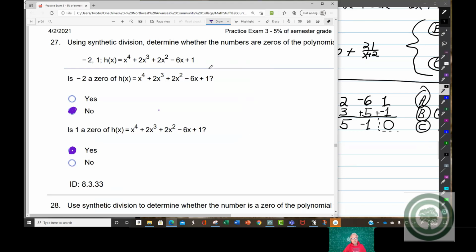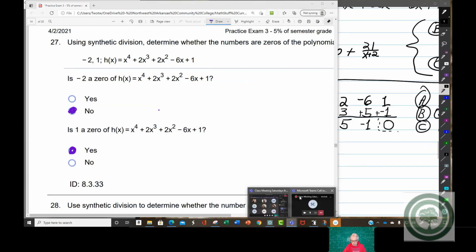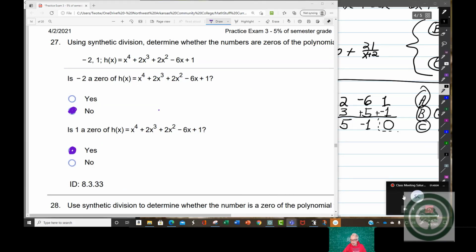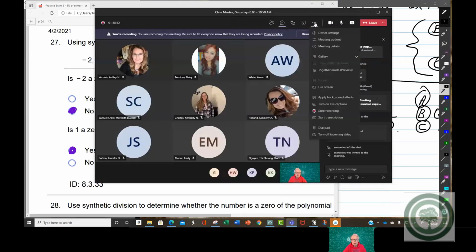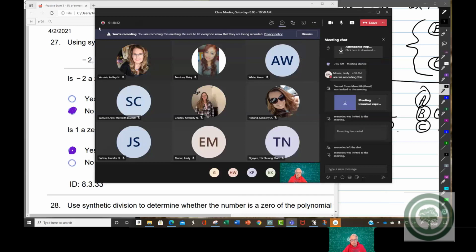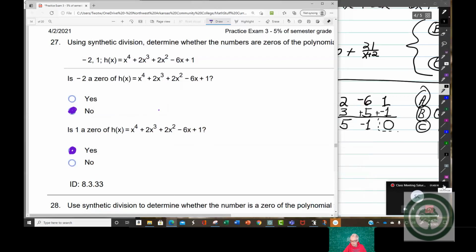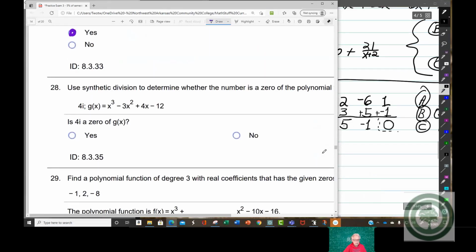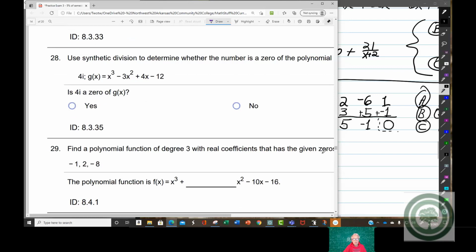And I'm still using the practice exam. Am I recording? No. Or am I? Yes, I am. That little red dot means I'm recording. Yes, yes. Whew, I'm happy. All right, happy camper. Ooh.